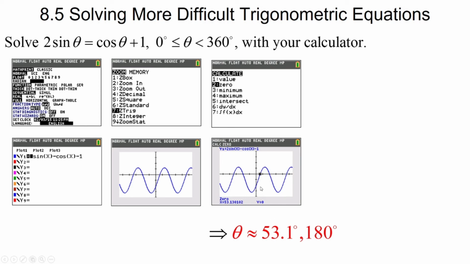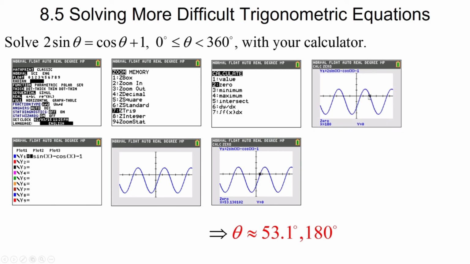Okay, so let me step you through this. I've got that graph, and I'm just going to go second calc 0, like you see above. Then I move my arrow to the left of that 0 and hit enter, and then I move my arrow to the right of that 0 and hit enter, and then I hit enter again, and my calculator said that x equals 53.130102 gives me an output of 0. So there's my first answer.